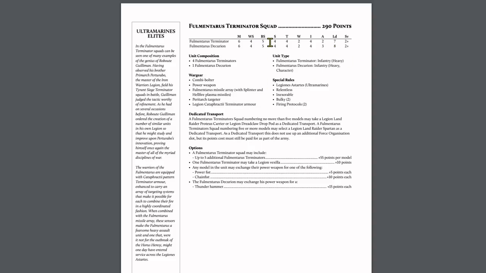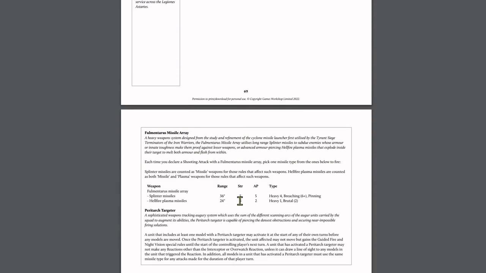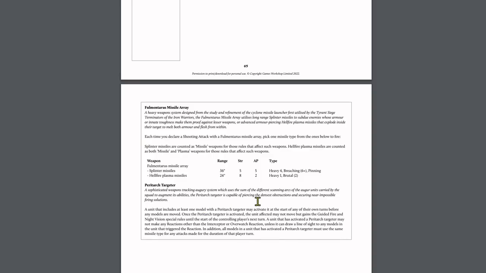They're ballistic skill 5, so that's quite a big deal when you've got a weapon that looks like this as well. So strength 8, instant deaths most Space Marines. AP 2, brutal 2 on a gun. That is huge. And also with the Peritarch Targeter, they can fire from outer line of sight. So ballistic skill 5, fire from outer line of sight, strength 8, AP 2, brutal 2.